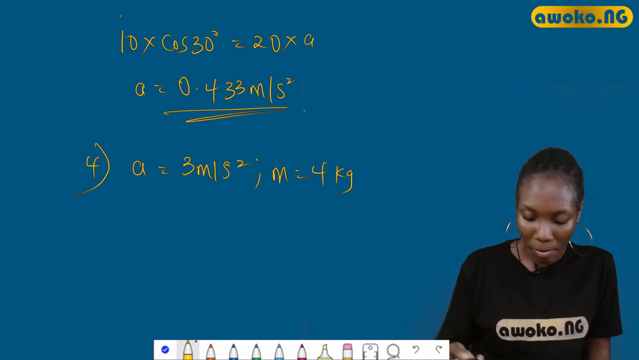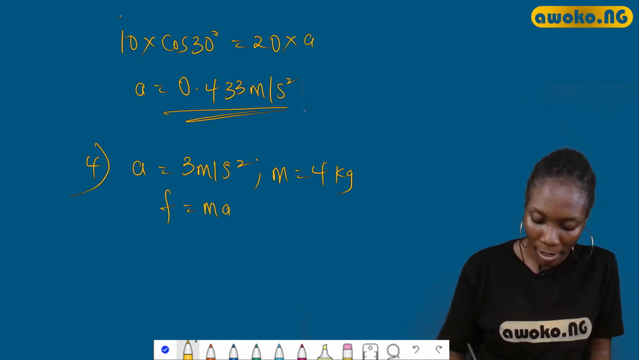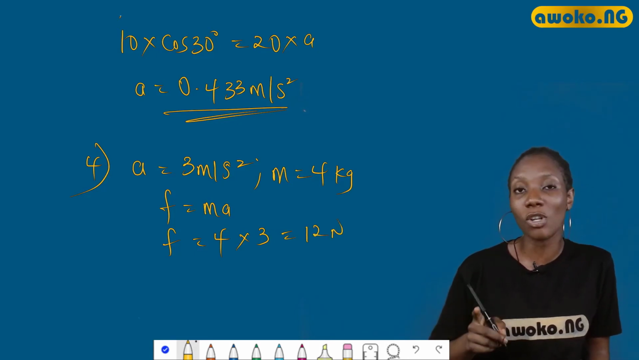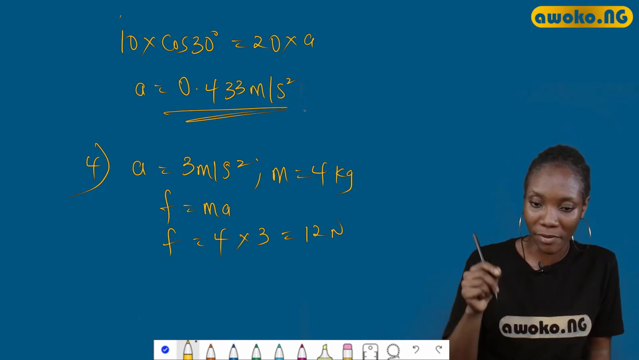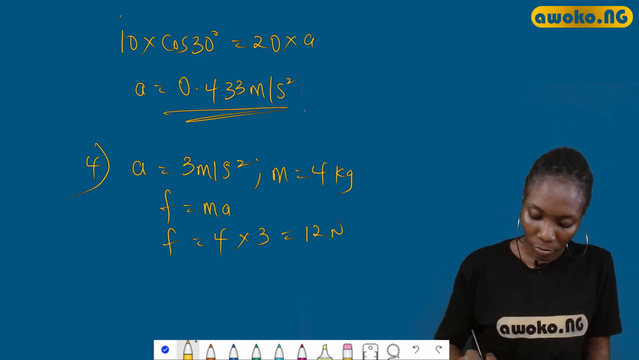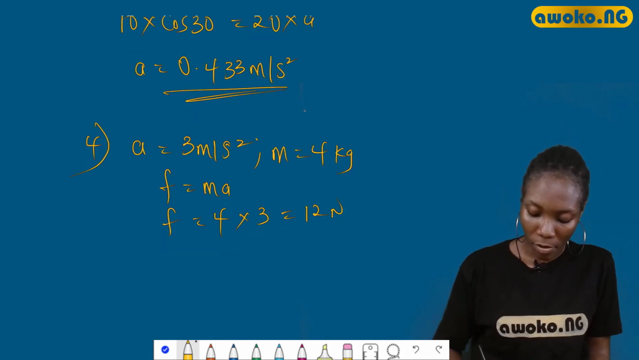So using the same formula which we know, F equals ma. If you put in your values here, you get your resultant force gradually and you walk away. 4 times 3, which is 12 newtons. Remember the units. Always include your units, guys. It's very essential. You can miss a mark because of it. So you've gotten that one separately for the first question.